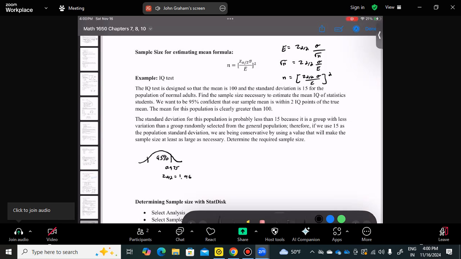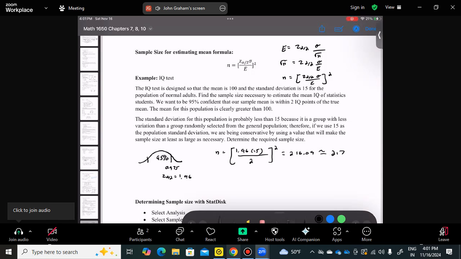Okay. So now we want to find the sample size. So we do 1.96 times the standard deviation, which we said is 15, over the margin of error, which we said is 2. And then this whole thing is going to be squared. And we get 216.09. So we'll round this up to 217. We have to make sure we round up so we have enough.